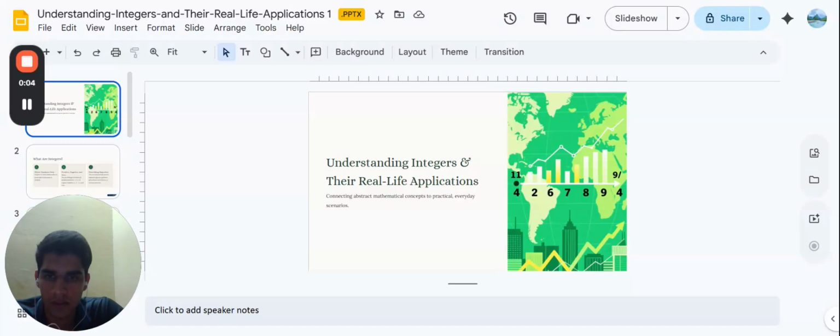Hello, everybody. Today we are going to start a new topic, and that is understanding integers and their real life application. So, before starting this, we need to know what integers are. Integers are the numbers which can be represented as simple positive numbers, positive whole numbers, and opposite to them, negative numbers, along with 0. So all these three combinations would represent integers.